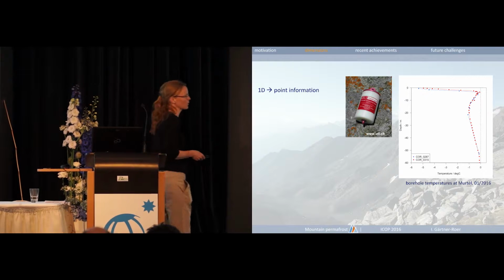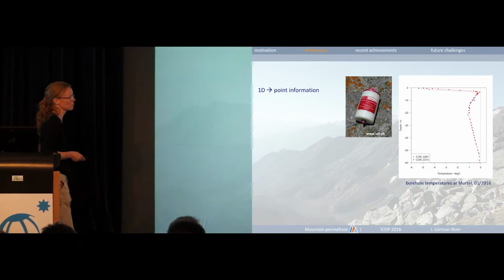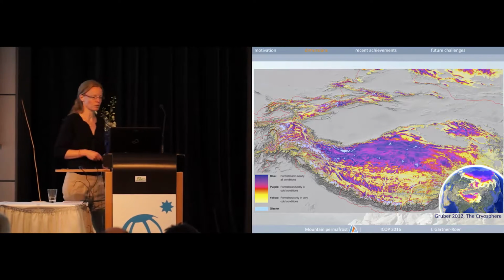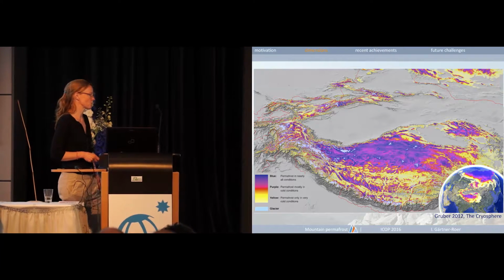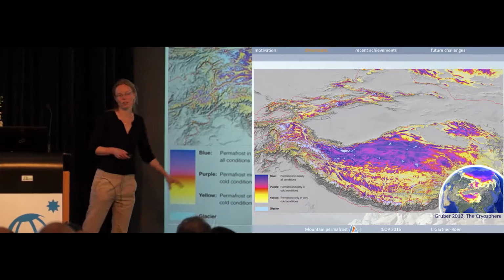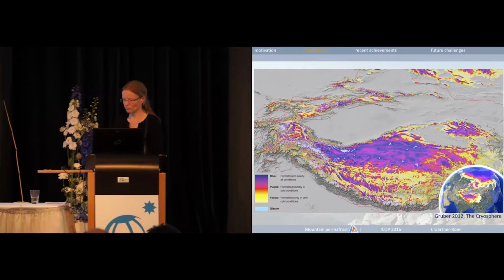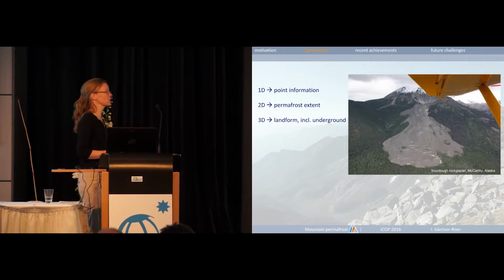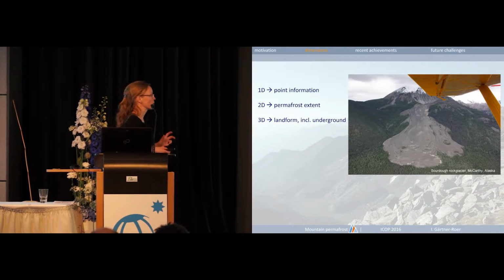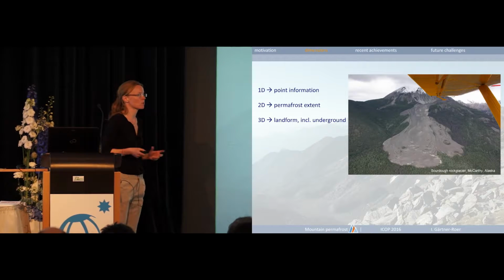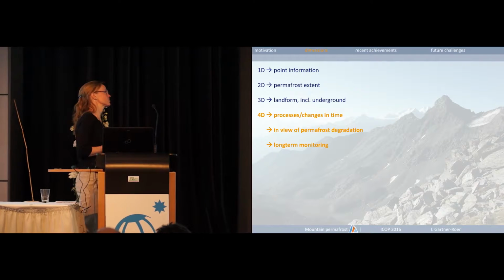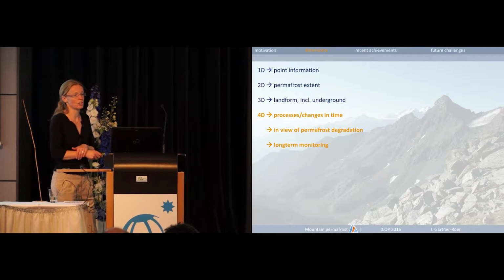We have 2D information on permafrost extent. You see here, for example, the permafrost distribution map for the Swiss Alps, or you know from Stefan's work about this global modeling approach where we get information on the permafrost probability, here shown for the Himalaya region. And we have 3D information, landforms, including the underground, where we can conclude if there's permafrost and what is the status of the permafrost.